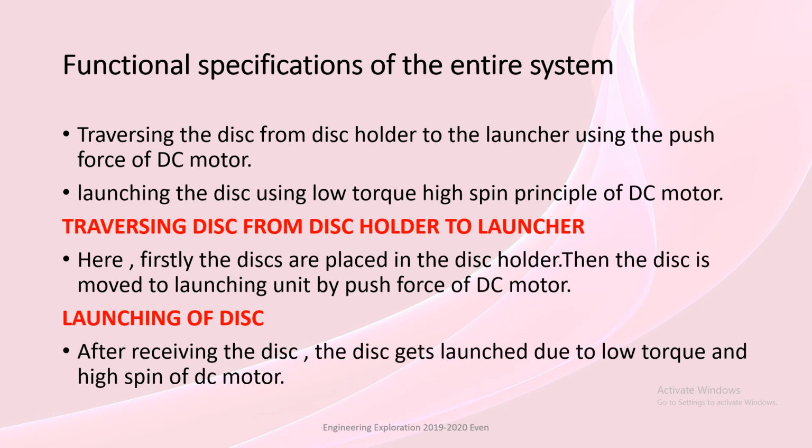The functional specifications of the entire system are as follows. Firstly, it requires traversing the disk from the disk holder to the launcher using the push force of the DC motor. Launching the disk using the low torque, high spin principle of the DC motor is followed here. Traversing the disk from the disk holder to the launcher involves the push force of the DC motor to the launcher. After the launching unit receives the disk, it gets launched due to the low torque and high spin of the DC motor.